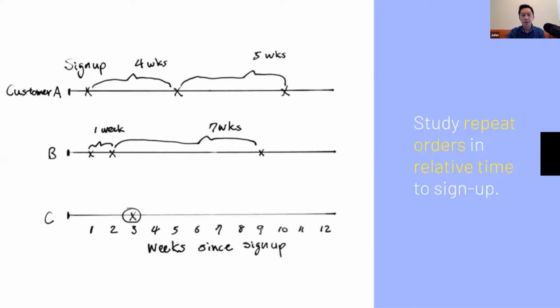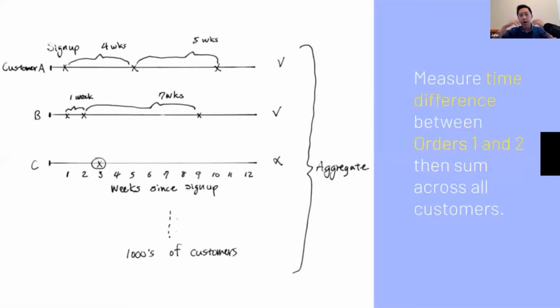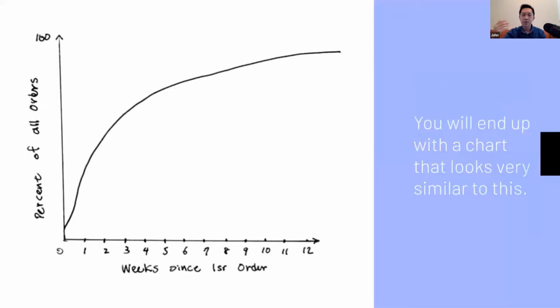And then for customer C, there's no repeat purchase. They only purchased one time. So in this case, we don't count them. If you aggregate all the different timings between the purchases across thousands of customers, you're going to get something like this, right? You're going to get this curve that tells you when all of your repeat purchases are happening, weeks since the first order.